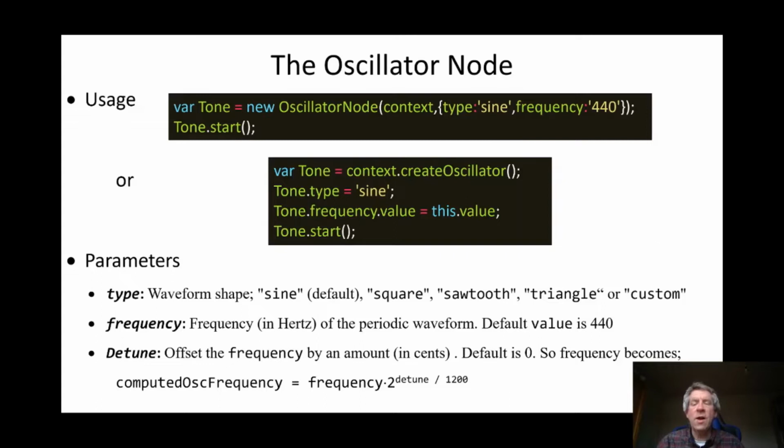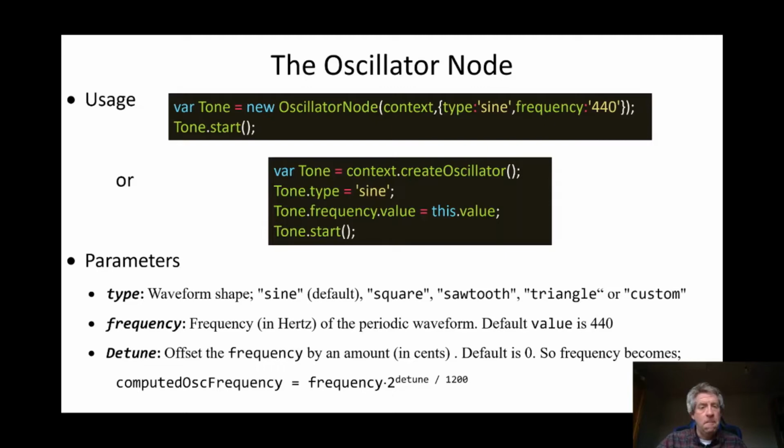But what the actual frequency is that is generated is given here at the bottom. The computed oscillator frequency equals the frequency that has been set by the frequency parameter times 2 to the power detune over 1200. So if the detune amount is 1200 exactly, you would be doubling the frequency. But the reason why I say detune is not needed, and the reason why I rarely use it, is because you can always just reset the frequency. Frequency equals what it was set at before times whatever you want to change it to.